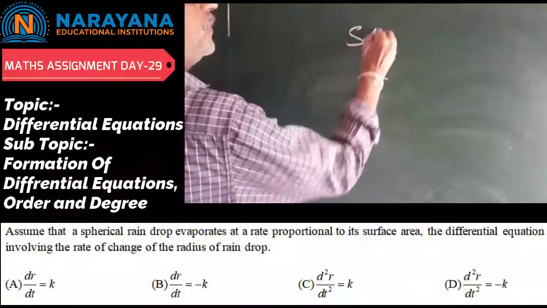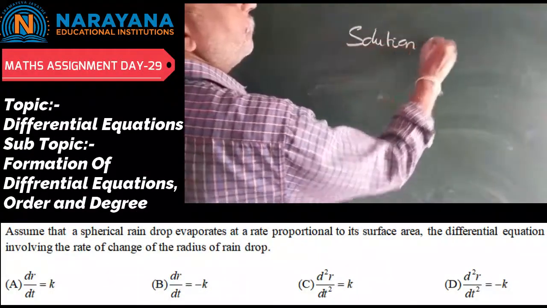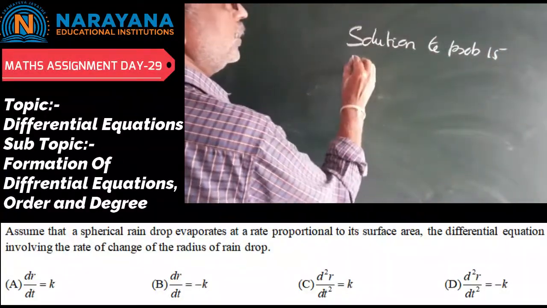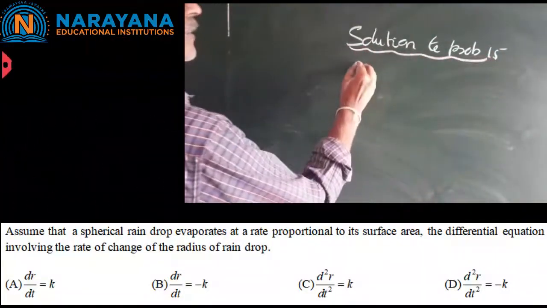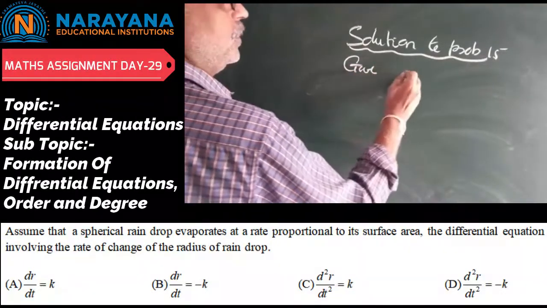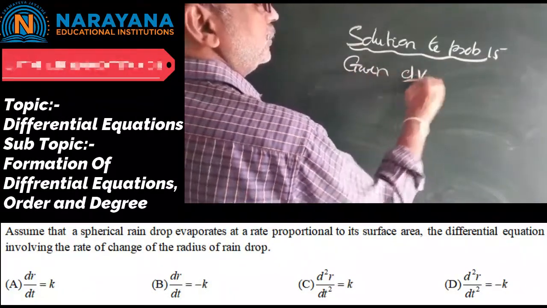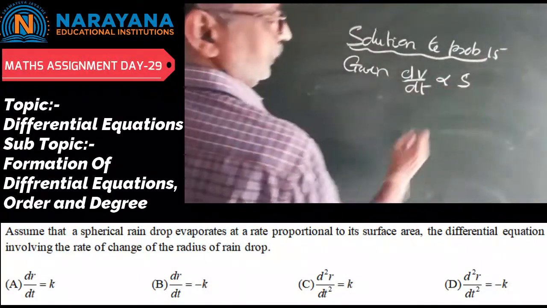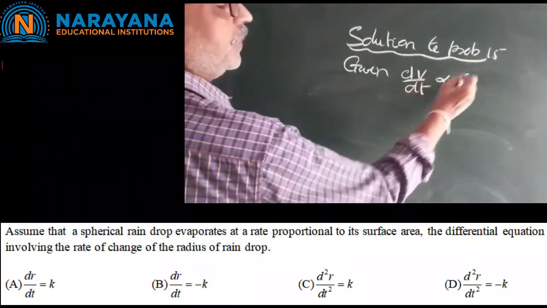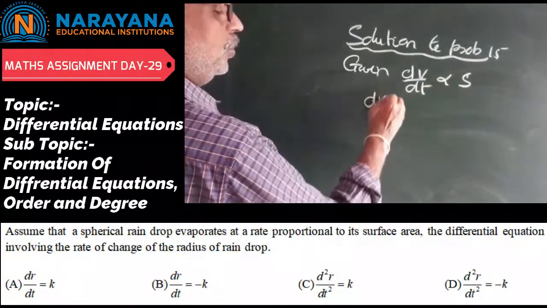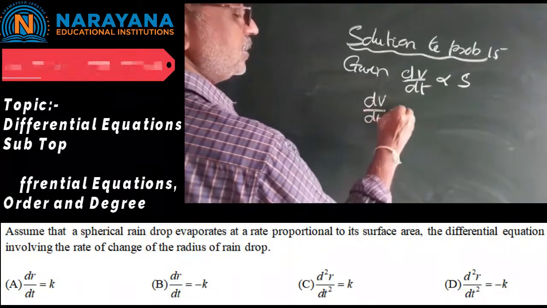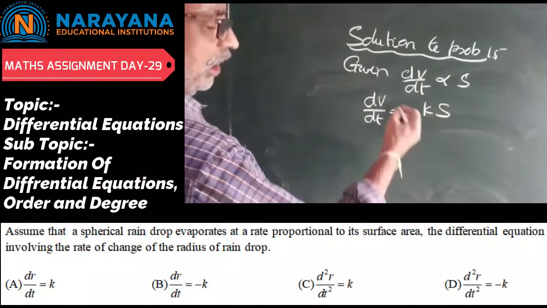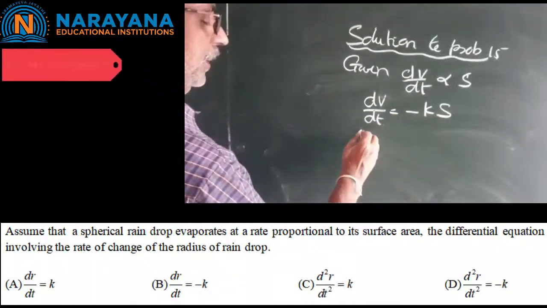To problem number 50. Given dv by dt is directly proportional to s, yes, that is the given condition. So if the proportionality is removed, we are supposed to multiply with a constant. As it is evaporating, volume is decreasing, so minus k into s.